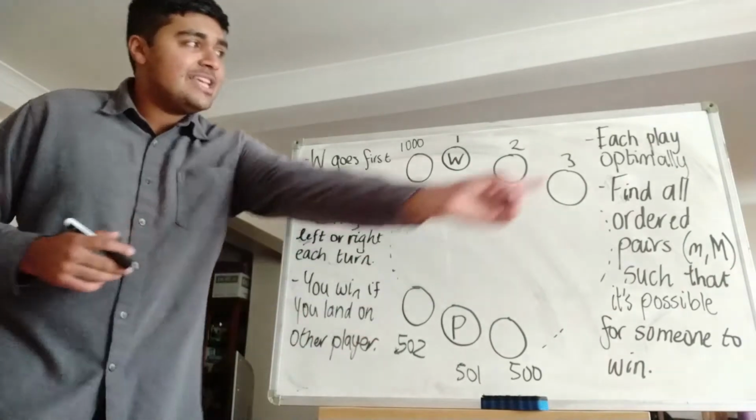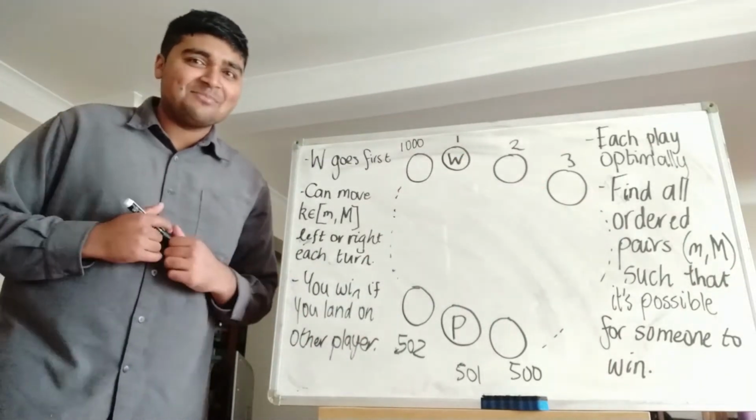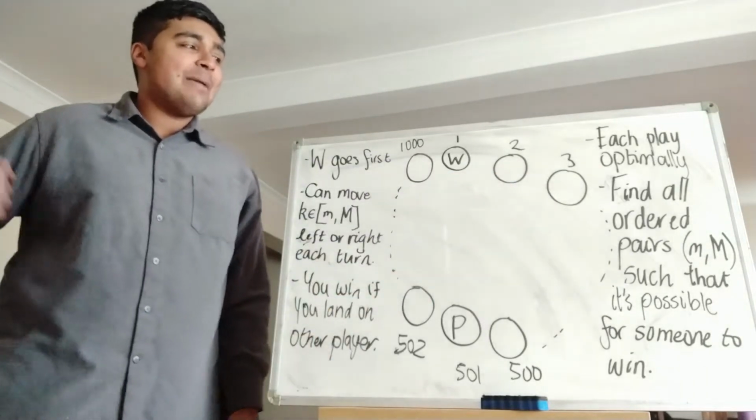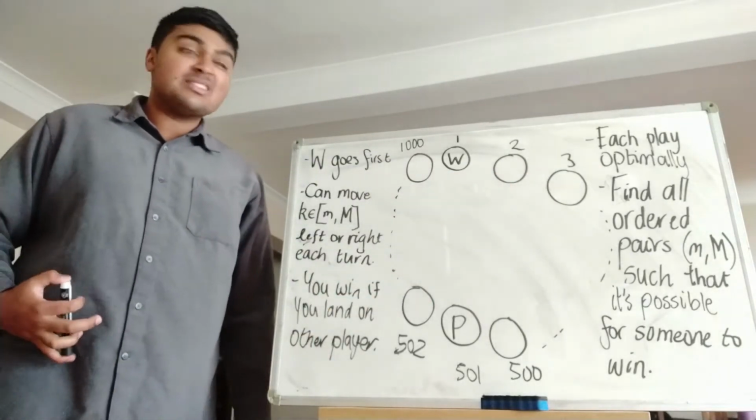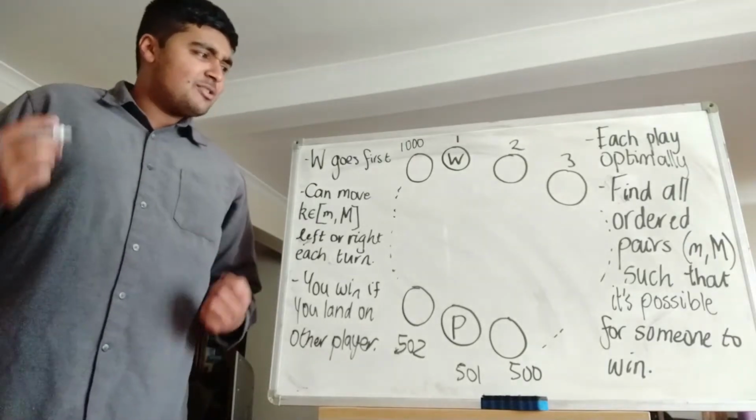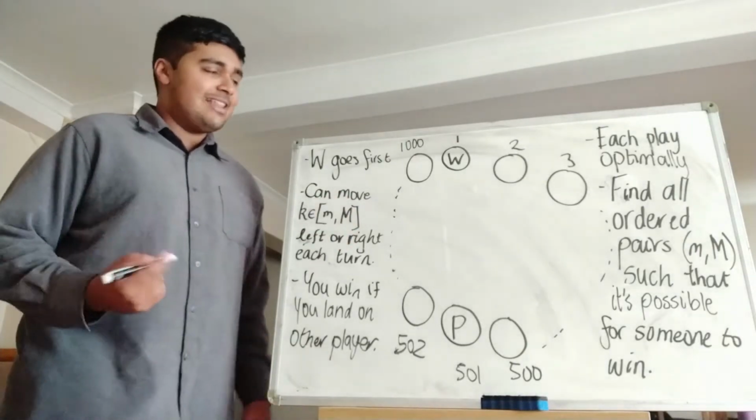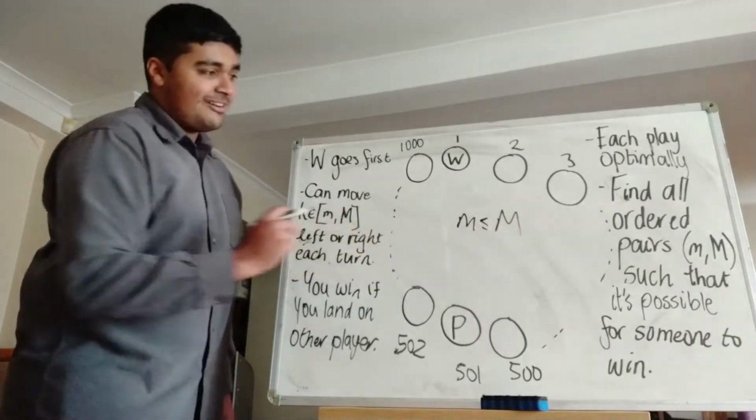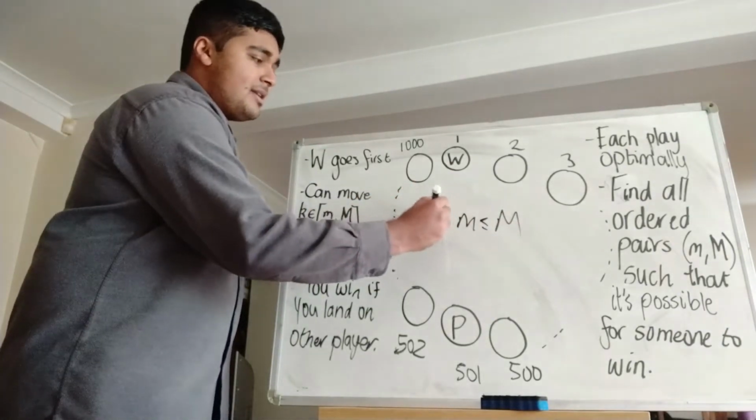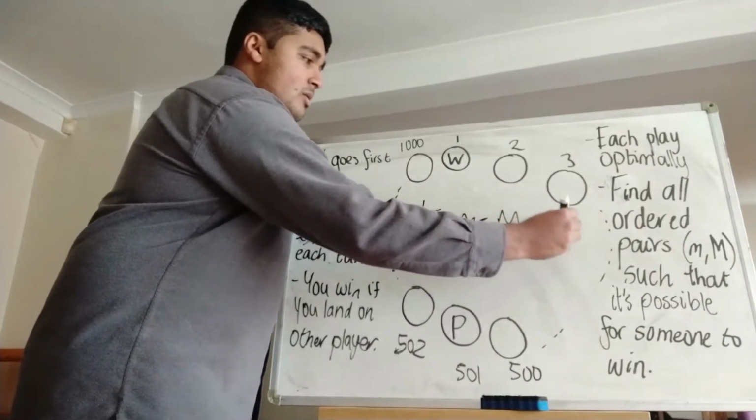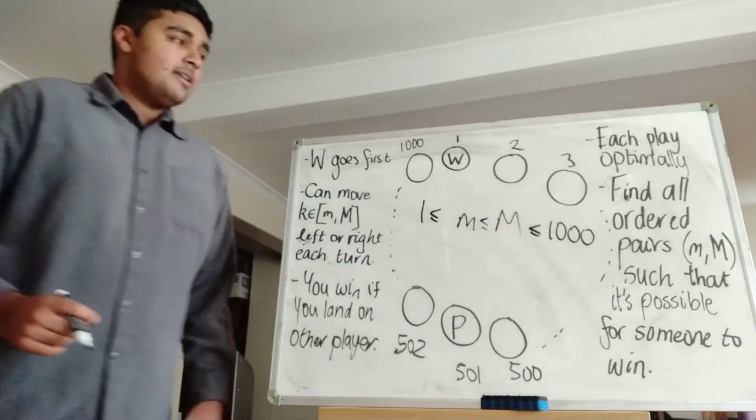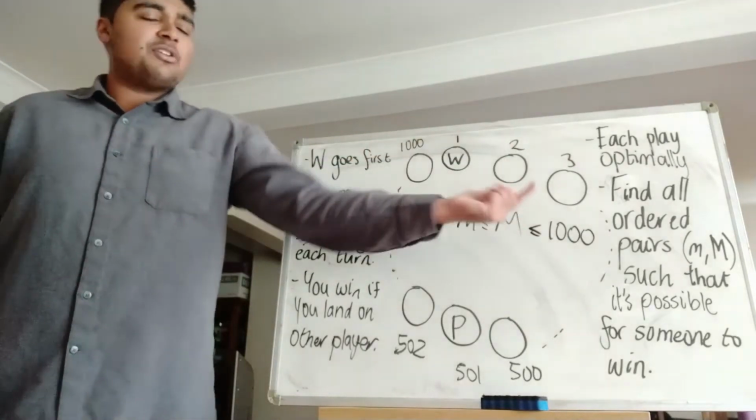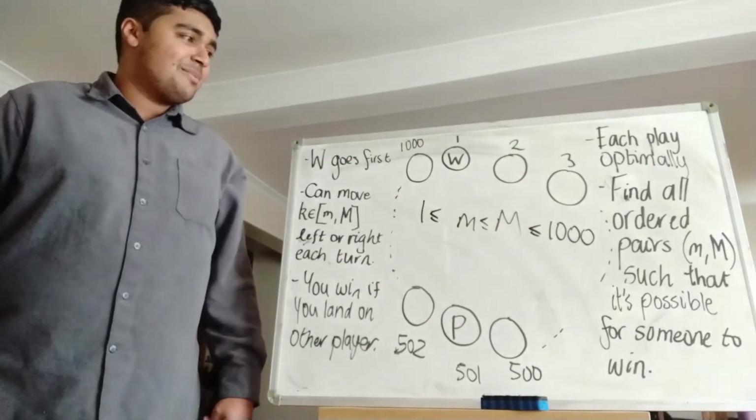We also have that each player plays optimally, as is the case with most of these sorts of problems. And what we want to do is find all ordered pairs, little m, big M, such that it is possible for someone to win. One thing I should have said also is we have an inequality involving little m and big M. Clearly, little m is less than or equal to big M, but we must have little m is at least 1 and big M is at most 1,000, like so. Obviously if big M was more than 1,000, you could consider big M mod 1,000 or something like that.